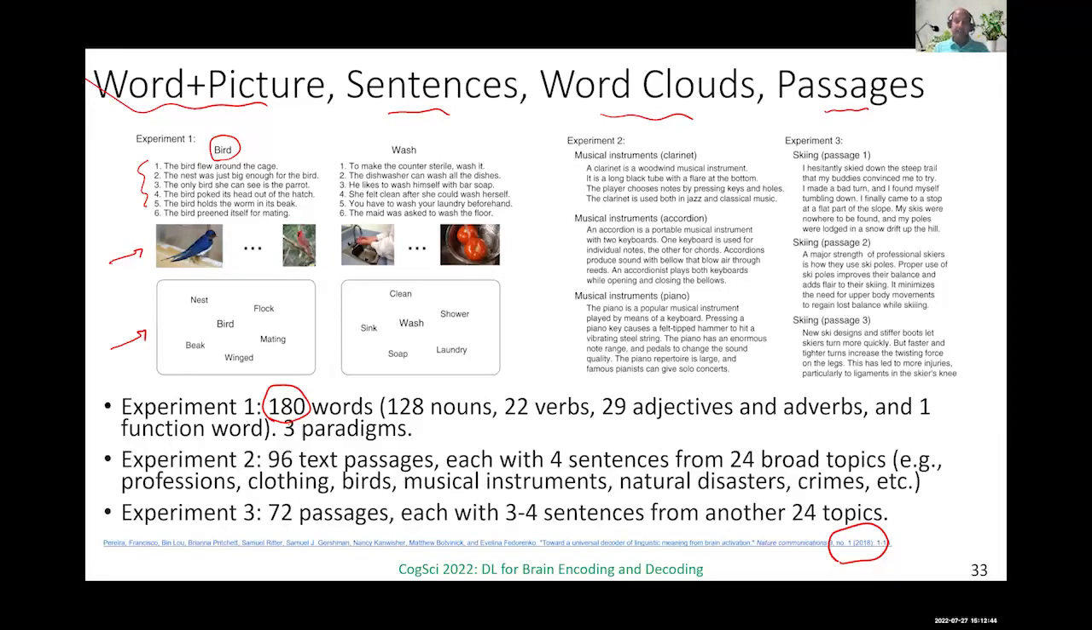And then there are 2 other experiments where people are shown text passages. For example, these are text passages coming from the broad topic of musical instruments, and there are 24 such broad topics in the data set. In experiment 3, 72 different passages were shown, each short, not too long, 3 or 4 sentences, coming from around 24 different topics.